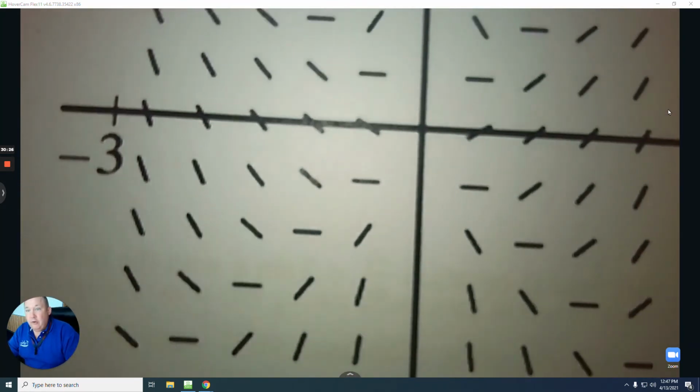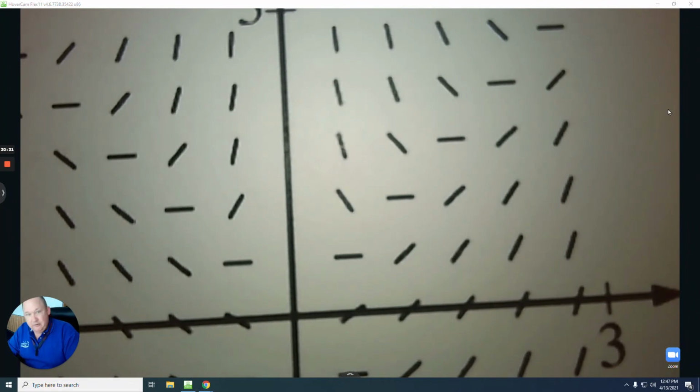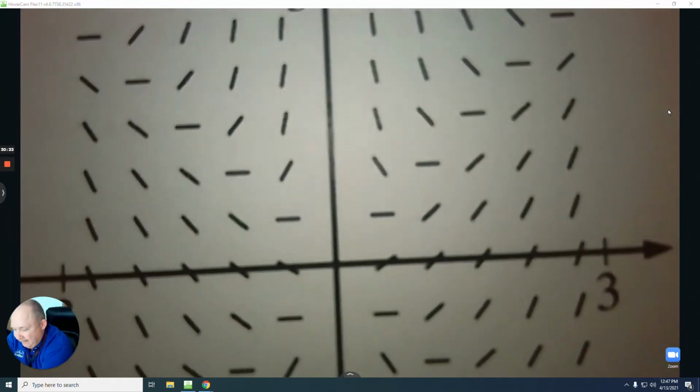Shown above is a slope field. Which of the above is for the following differential equation? So I want you again to press pause.